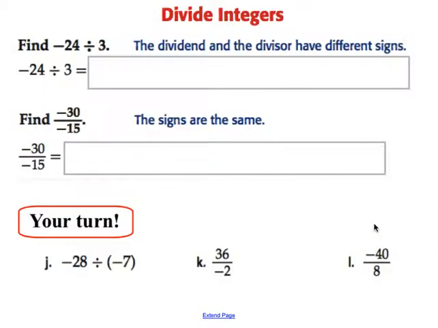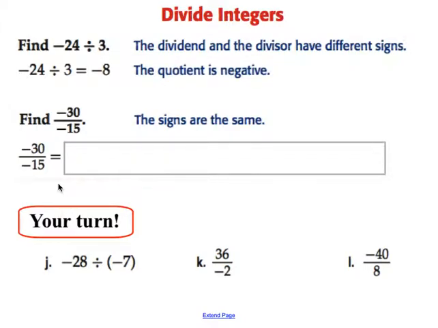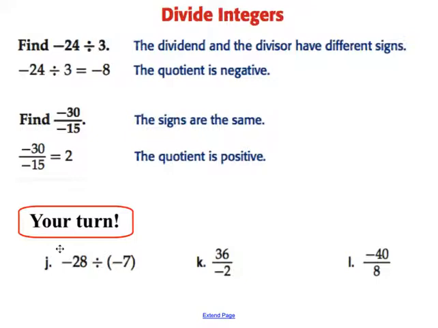So let's take a look at some examples. What is -24 divided by positive 3? They have different signs, so our result will be negative, and 24 divided by 3 is 8, so we should get -8. How about -30 divided by -15? Well, these are the same sign, so we should get a positive result, and it should be positive 2.